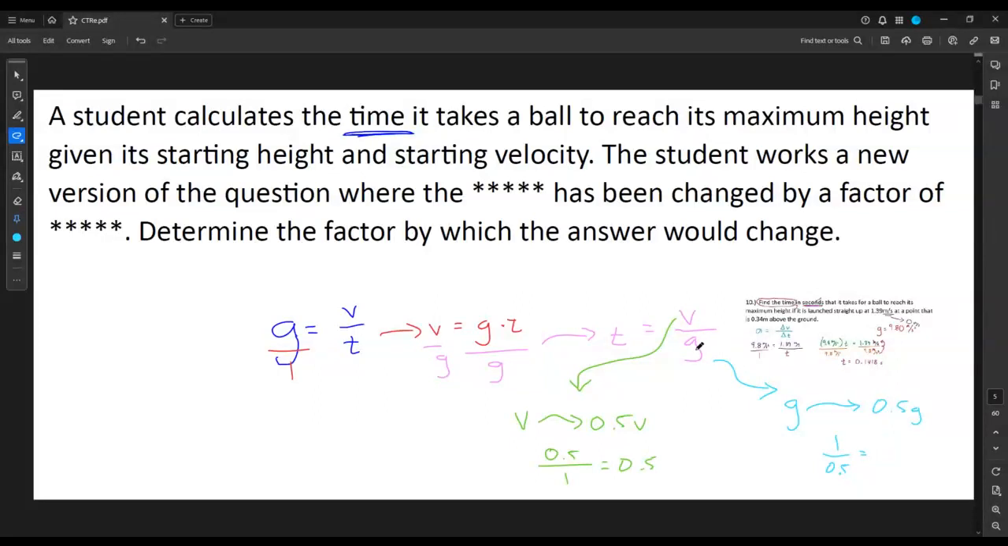So because the gravity was in the bottom of this fraction, we end up getting the reciprocal to this factor, whatever the decimal was for your example. And so we'd have 1 divided by whatever factor, which in this case is 0.5, and we would get 2.